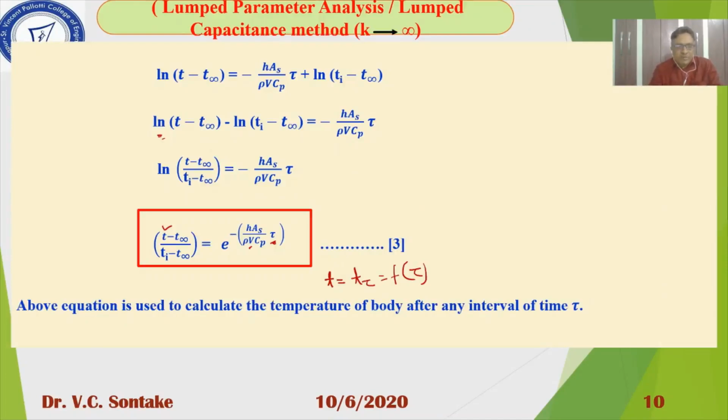Now please remember equation number 3 is given in the heat transfer data book on page number 58. If you refer to page number 58 of your heat transfer data book by C.P. Kothandaraman, you can find this equation. No need to remember it at all.